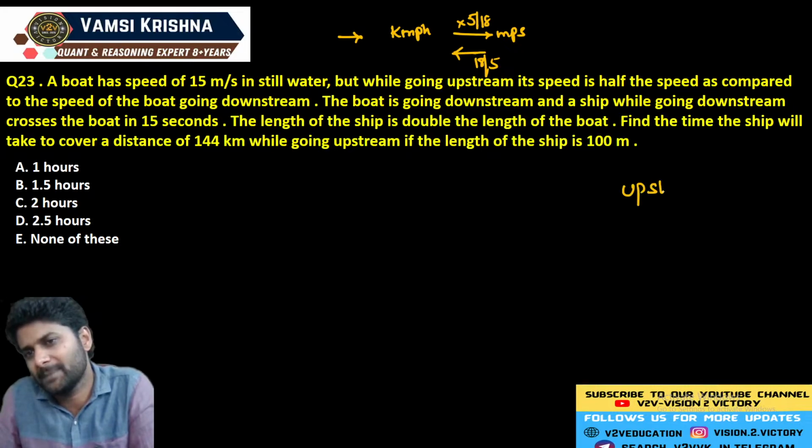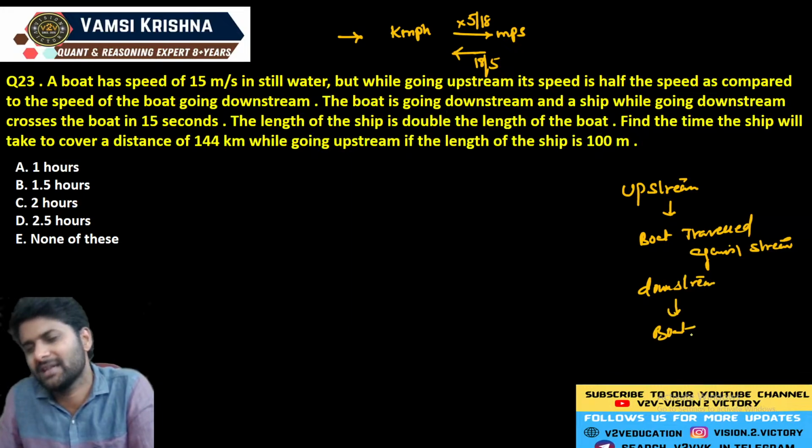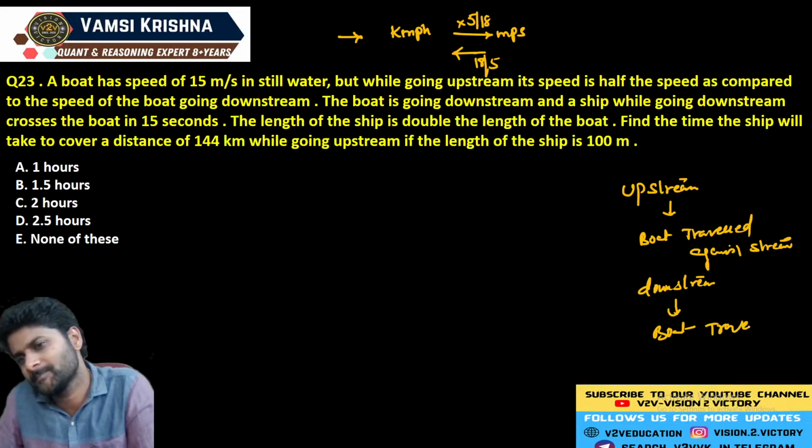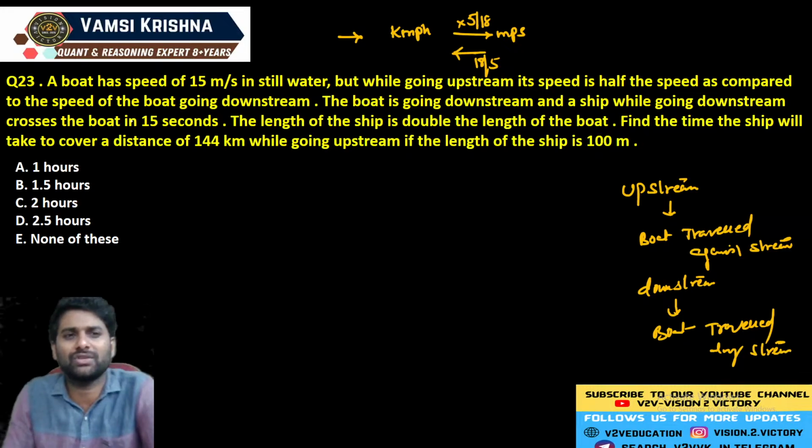Now guys, upstream means that a boat or any ship travels against the stream. Downstream means the boat or any ship travels along the stream. You need this information if you want to solve any question on boats and streams. So go through the data here.